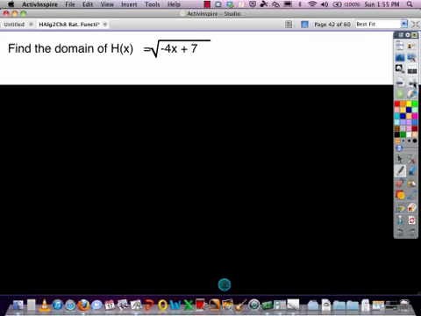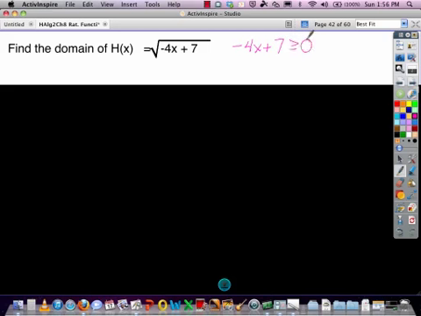All right. Last but not least, if we say find the domain of this function, and my function is h of x equals the square root of negative 4x plus 7. Now, we know a square root can only be true if what's underneath is not negative. So that's your thinking on these. You would take whatever is underneath your square root and say it must be greater than or equal to 0.